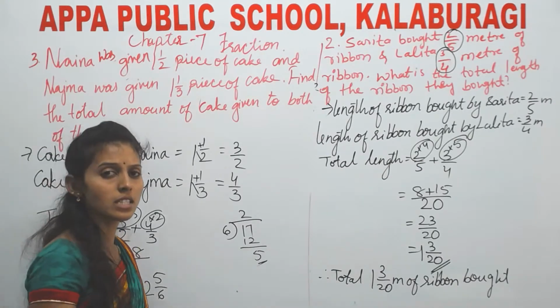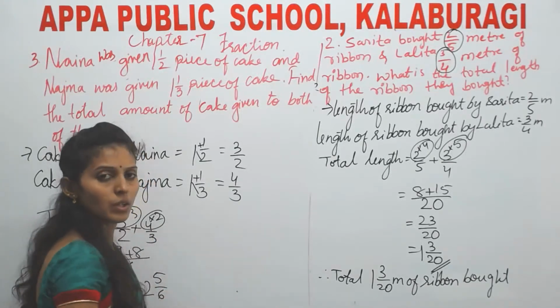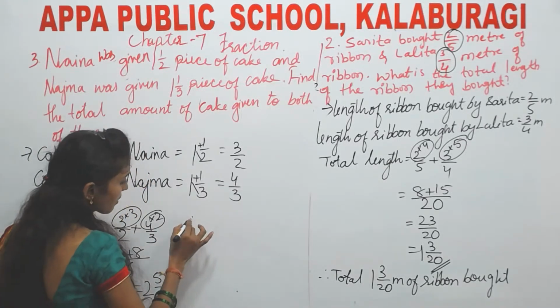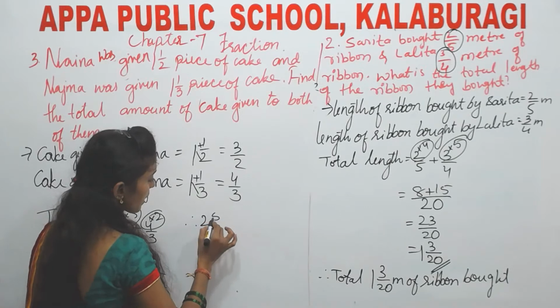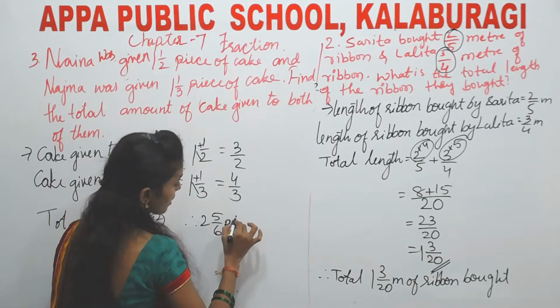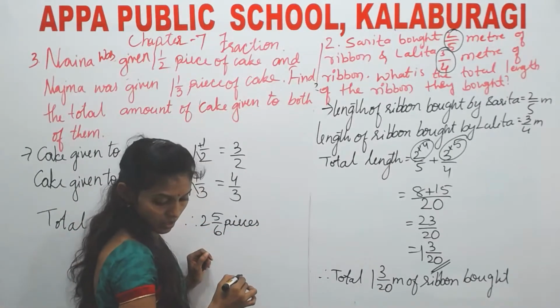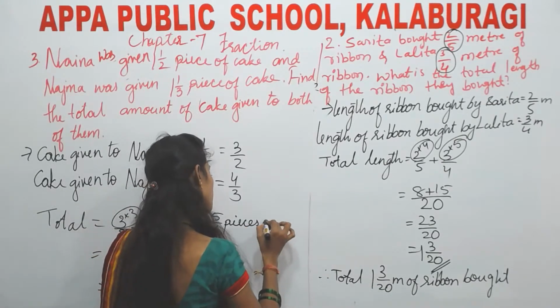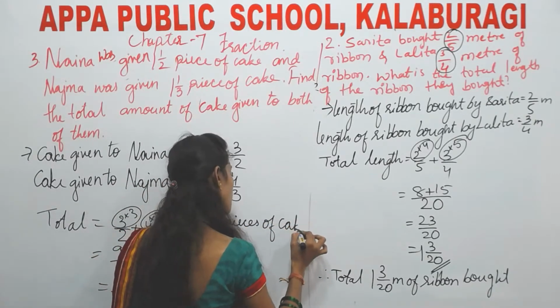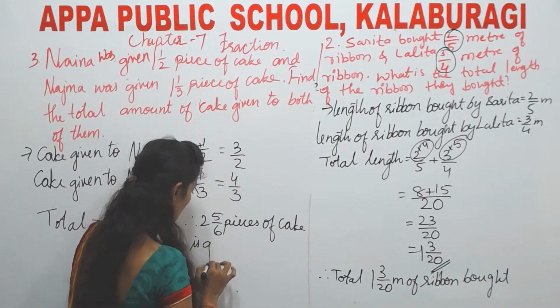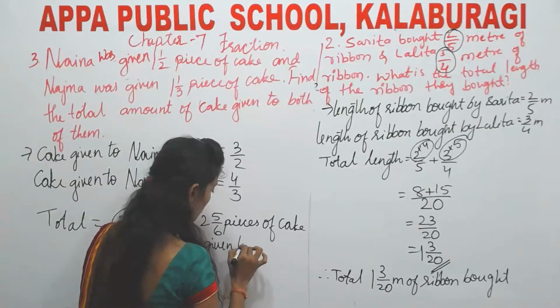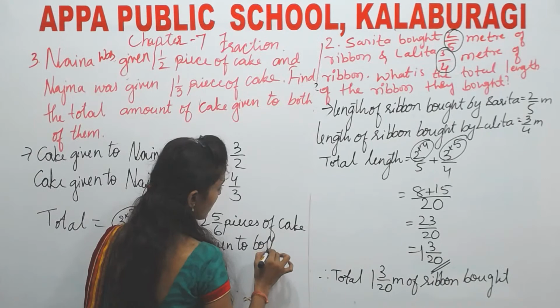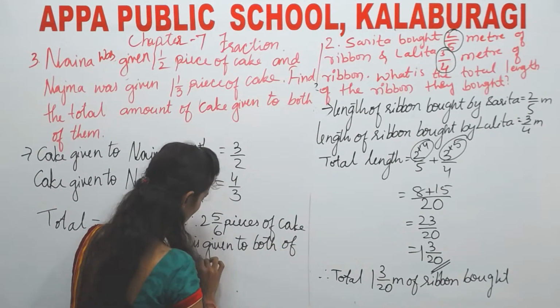And therefore, the sentence you can write by yourself. Okay, or else I'll write here. Therefore, 2 integer 5 by 6 pieces of cake is given to both of them, Naina and Najma. Okay?